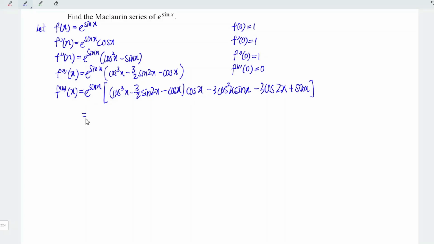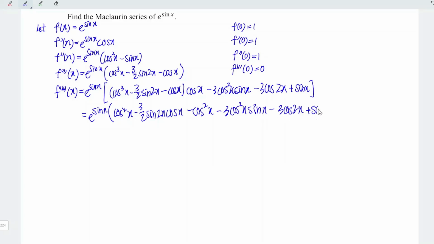And now let's simplify, so we have e to the power sine x times (cos cubed x times cos x, which is cos to the power 4 x, minus 3 over 2 sine 2x times cos x, minus cos x times cos x, which is cos squared x, minus 3 cos squared x times sine x, minus 3 cos 2x, plus sine x).